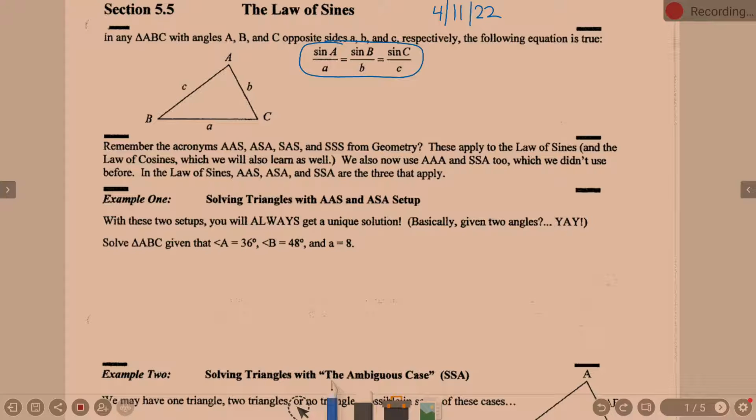Remember the acronyms AAS, ASA, SAS, and SSS from geometry? You used them, right? That's something that still stands out in my geometry brain, and I've never taught geometry, so it's what I remember. So angle, angle, side; angle, side, angle; side, angle, side; and side, side, side. These apply to the law of sines and the law of cosines, which is the next lesson. And in addition to those, which were the ones that were allowed in geometry, we're also going to talk about angle, angle, angle, and side, side, angle, okay, which we haven't used before.